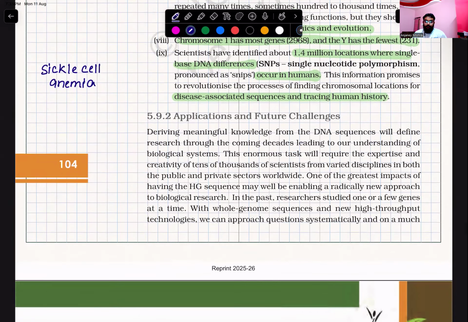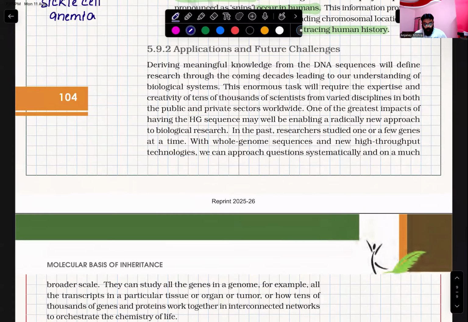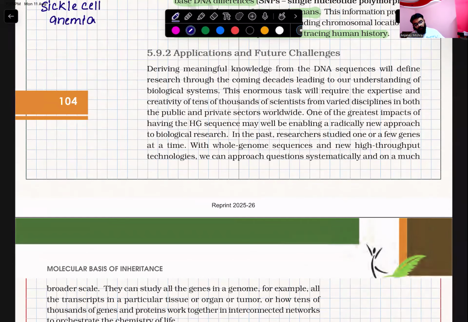Is that clear? Yes, sir. Now there is a lot more talking about where we can use this human genome sequence. We can use it for biological research. We can use it for treating cancer and all those other things.